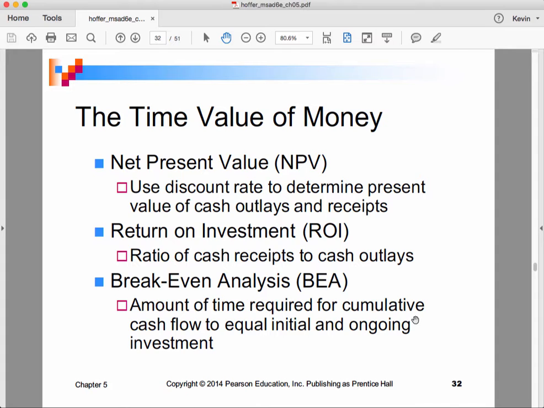And then we have a third kind of analysis, which is called break-even analysis, which is the amount of time required for the cumulative cash flow to equal the initial and ongoing investment. That is to say, when am I going to break even on this? Is it going to take me only a couple of months? Is it going to take me a year? Is it going to take me 5 years?